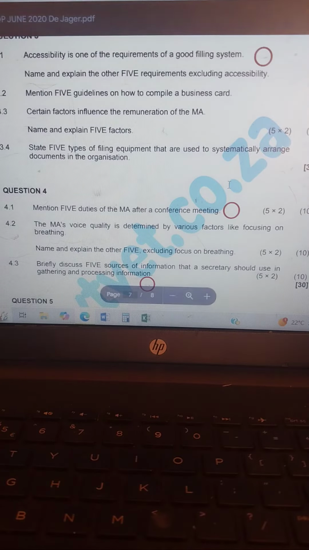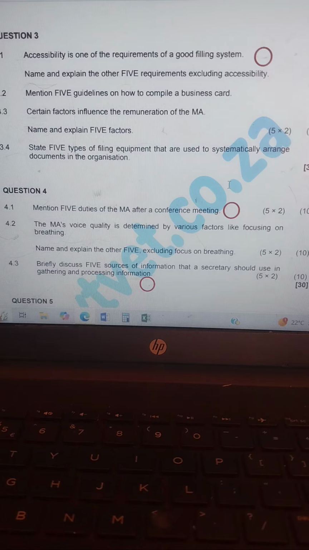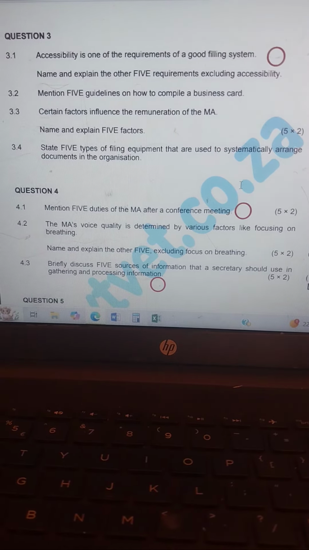Then number 2 says, mention 5 guidelines on how to compile a business card. Number one, it must be simple, portraying necessary information. Number 2, printing must be black and white with the logo of the company in color. Number 3, the use of a photograph printed on a business card will be determined by the company policy. Number 4, the company's name, person's name and position, telephone, email, address must appear on the card. And the last one, business cards must be clean and up to date.